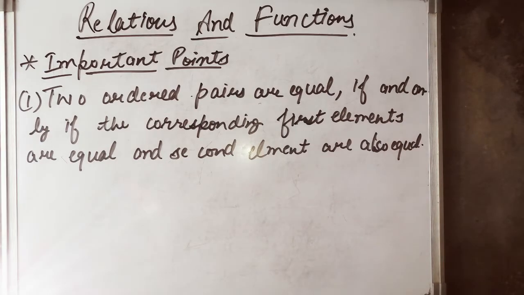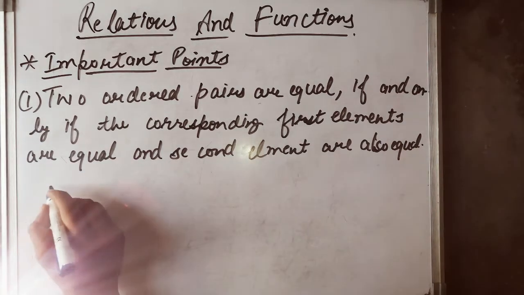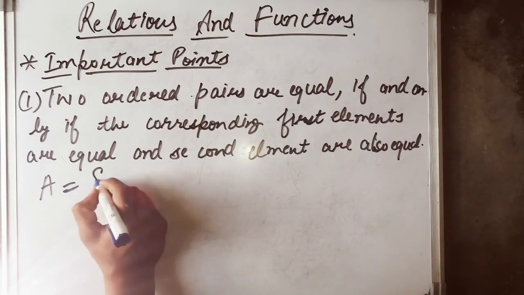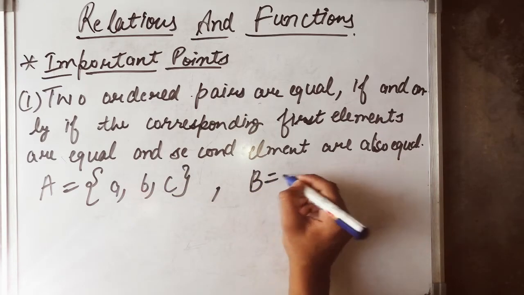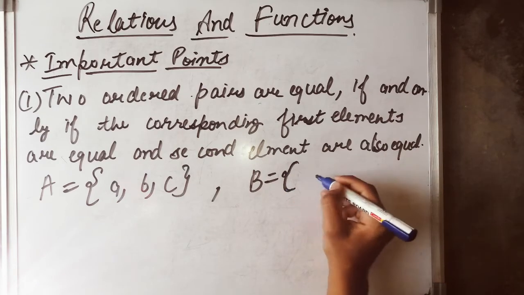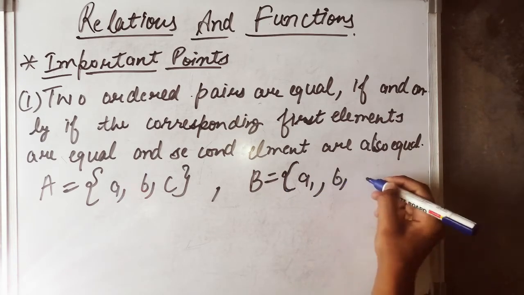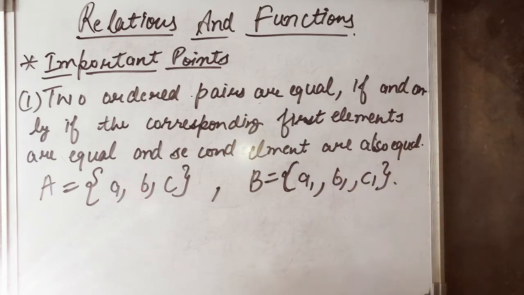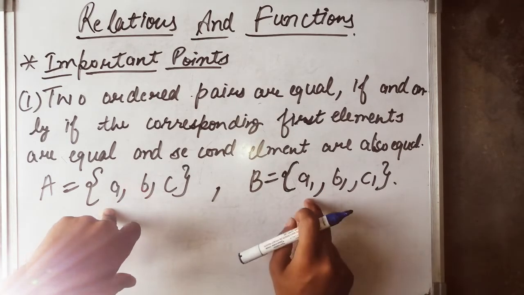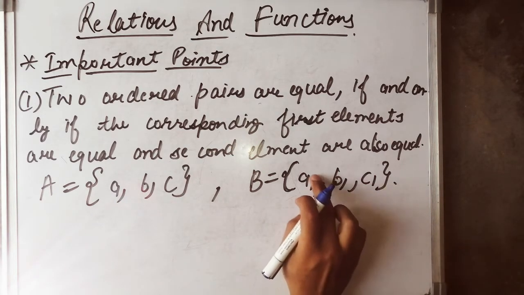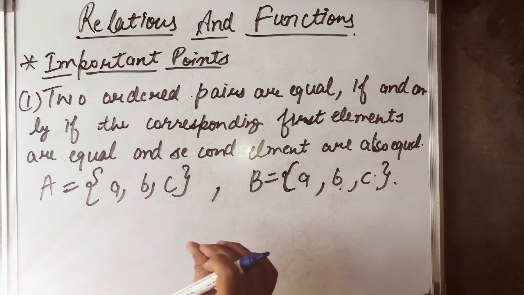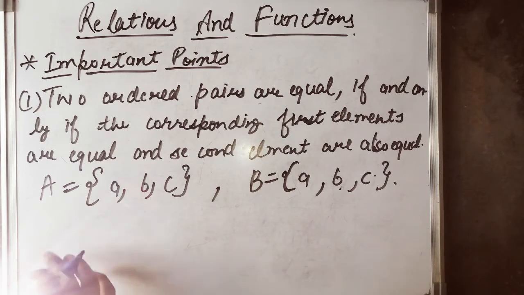Let me write down two sets in simple form, where set A equals {a, b, c} and set B equals {a1, b1, c1}. Are these two sets equal? No, because a is not equal to a1, and b is also not equal to b1. And if I write A1, B1, C1 in A as well, then these two sets are equal, and the ordered pairs are also equal.